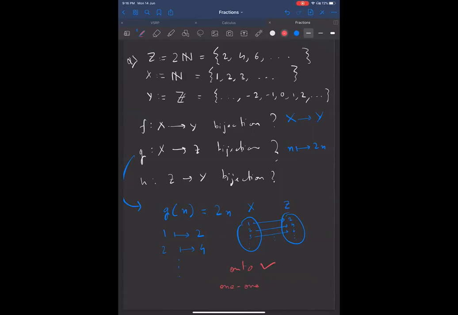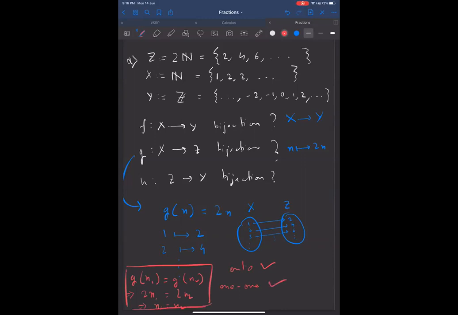Because it is unique. Exactly. So how to prove it? Just take g of n1 equal to g of n2. Now what is g of n1? It is 2n1 equal to 2n2. This implies n1 is equal to n2. So this is what we need to prove any function to be one-one. We need to go this way.